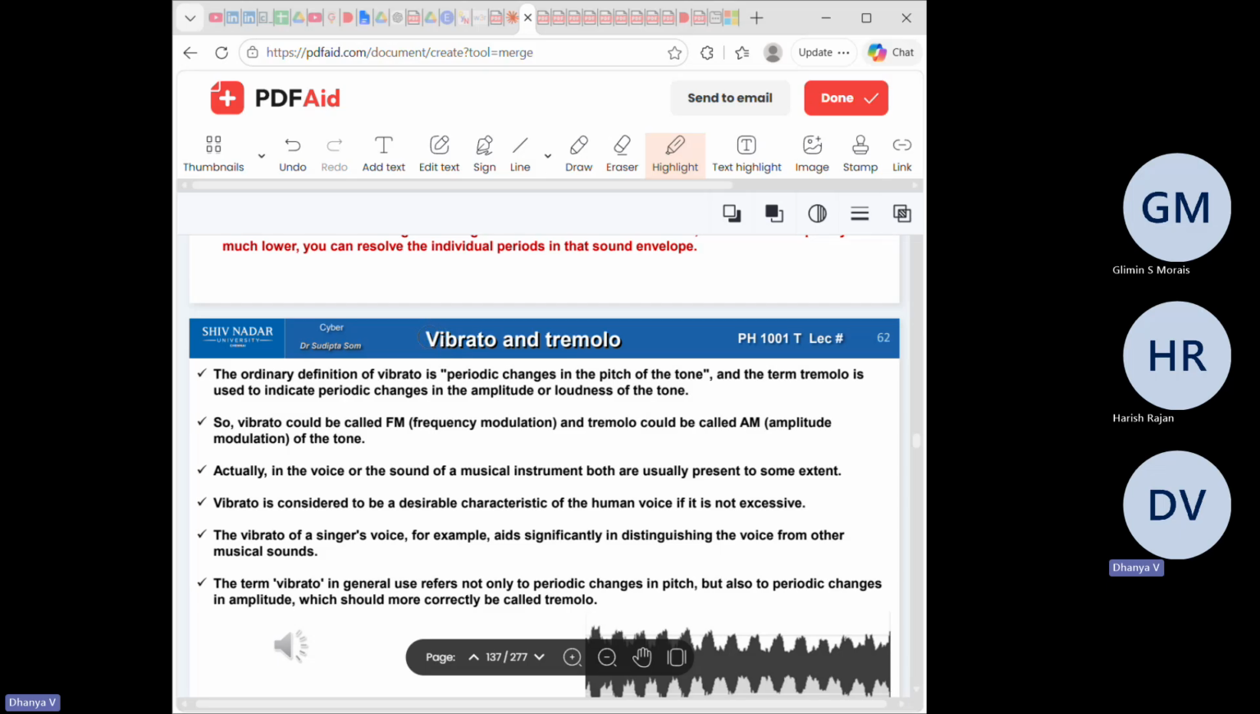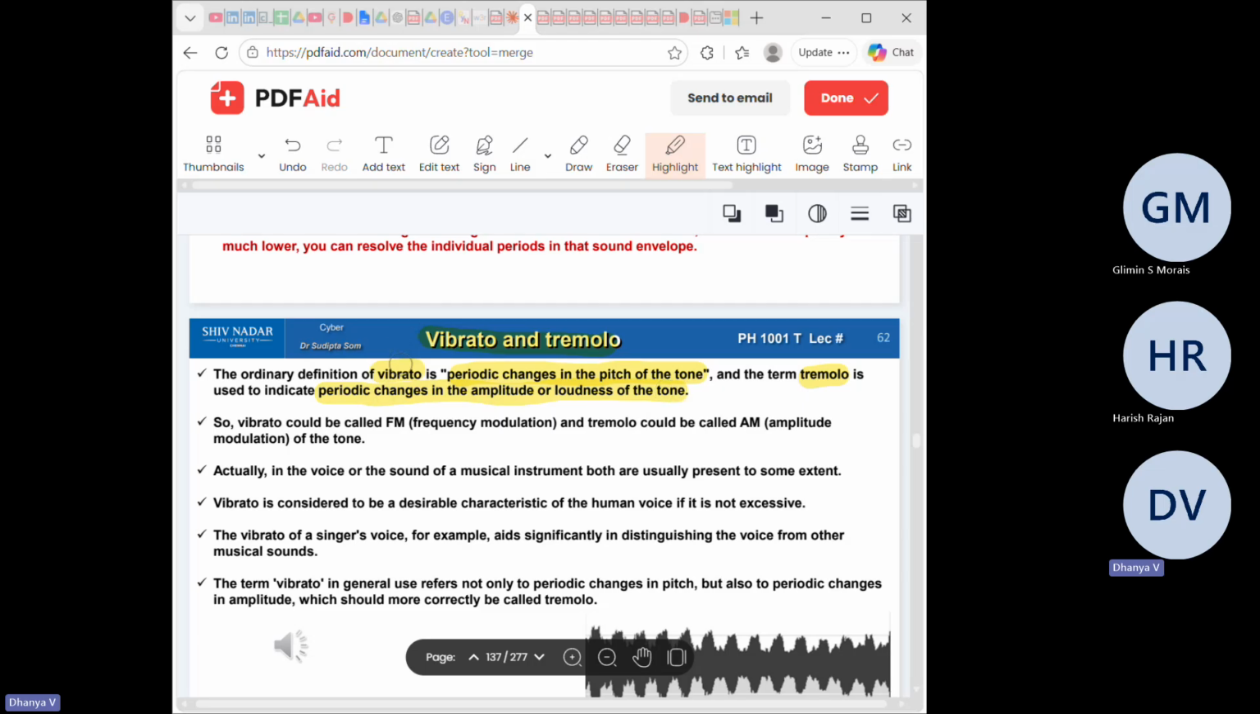And finally, vibrato and tremolo. Vibrato is periodic changes in the pitch of the tone, how the pitch changes with respect to time. So this talks in terms of your frequency. And tremolo is periodic changes in your amplitude or your intensity, I mean, loudness. I'm essentially highlighting everything, but you need to know this.